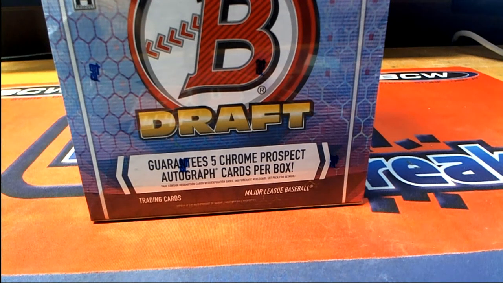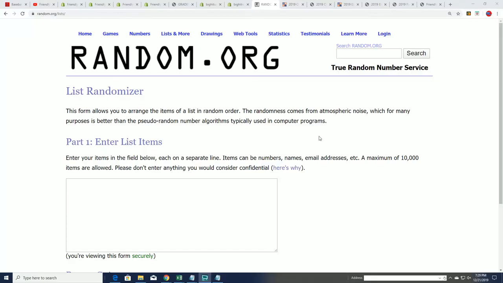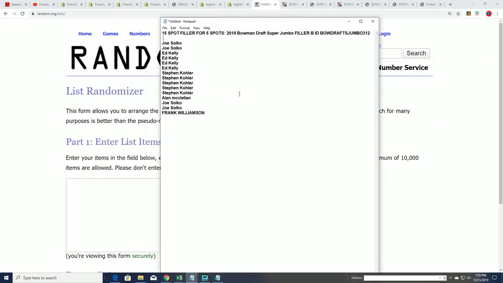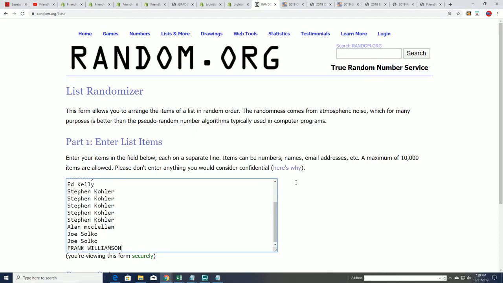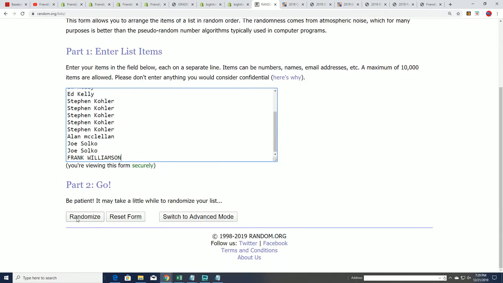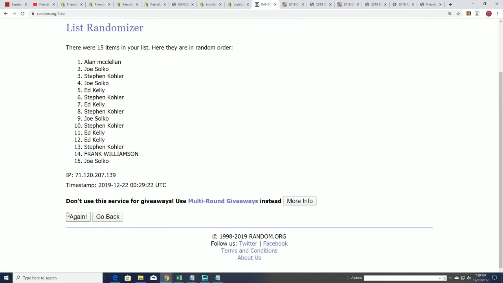This is a filler B for Bowman Draft Super Jumbo. And we're looking for the top five to come out of here with spots for dirt cheap. So let's run it through here and see what happens. Top five after seven times through here.